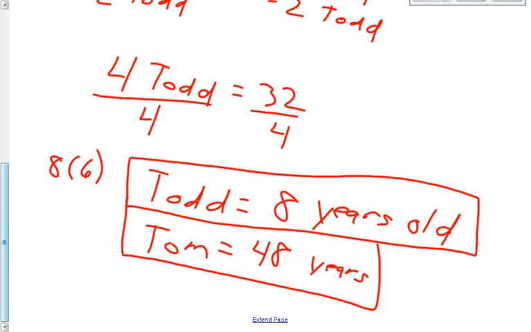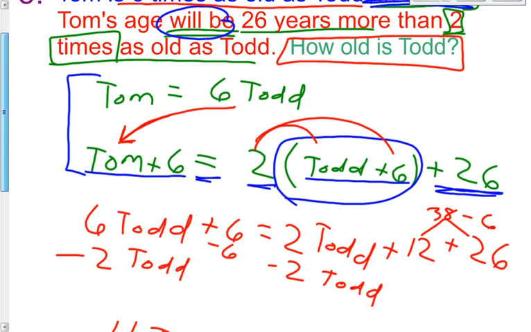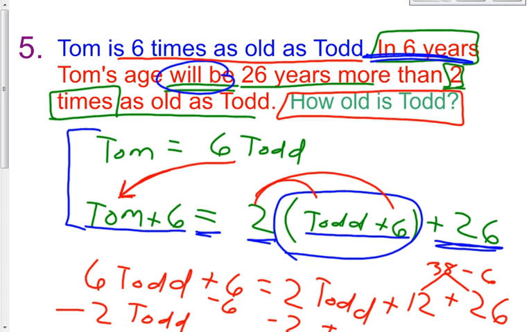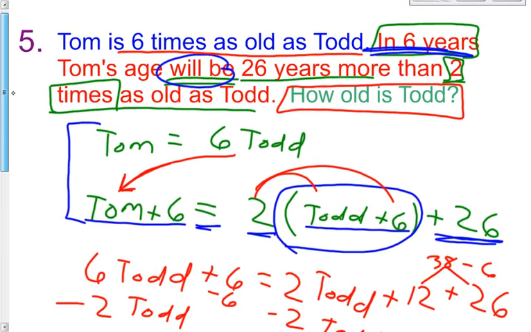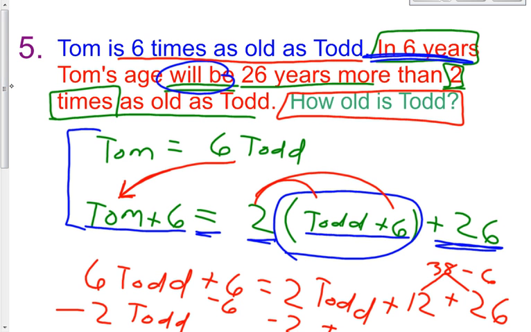And it's never a bad idea to check your work with that second equation as well. In 6 years, Tom's age will be 26 more than 2 times as old as Todd. Hoofta, that's a lot of checking. Well, you guys can check that on your own. I can help you check it in class if you'd like to as well. It would take me a while, and I don't want to take up your time with that in this video lesson. But if you'd like to check your work on that, you're certainly more than welcome, or you could ask me in class tomorrow.